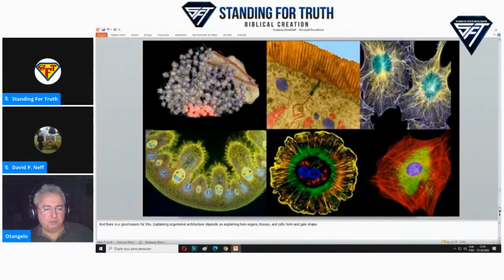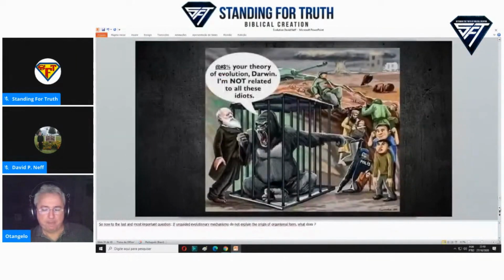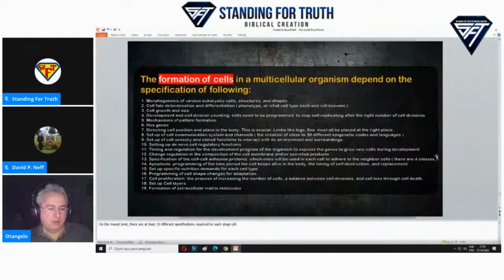And there is a good reason for this. Explaining organismal architecture depends on explaining how organs, tissues, and cells form and gain shape. On the lowest level, there are at least 19 different specifications required for each single cell.